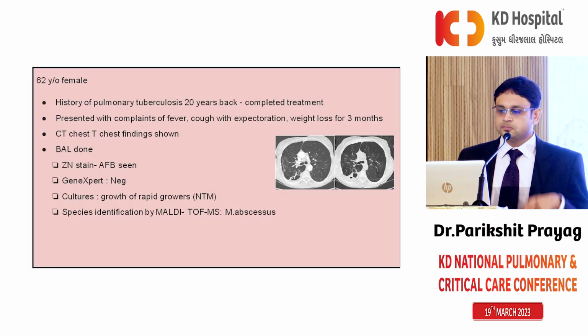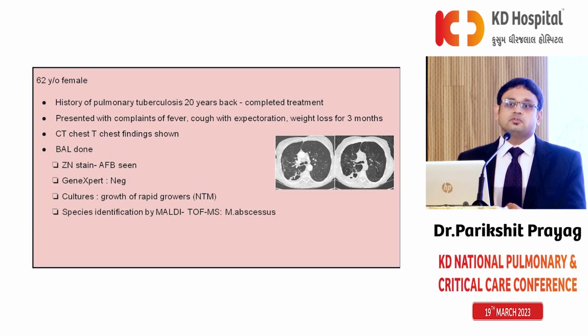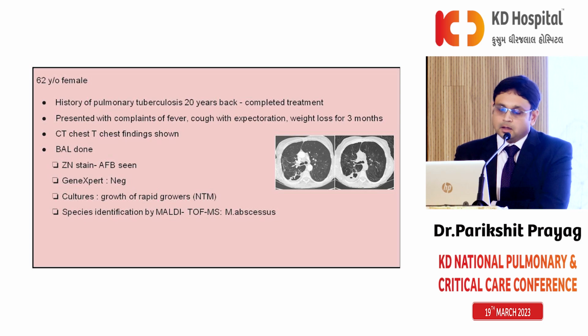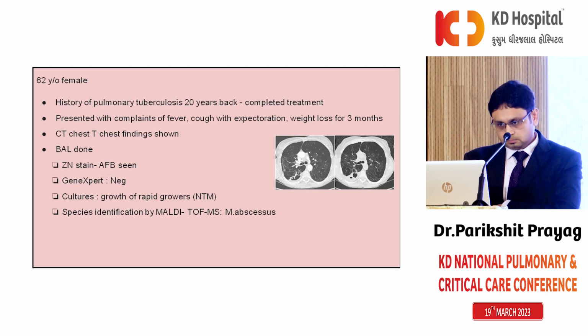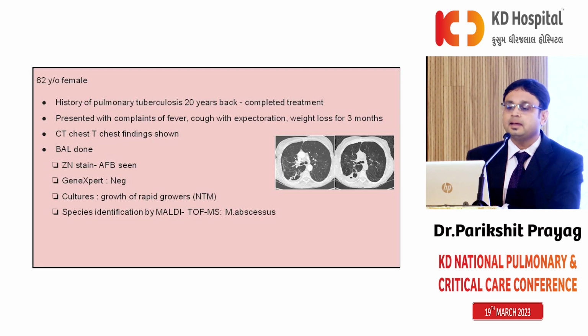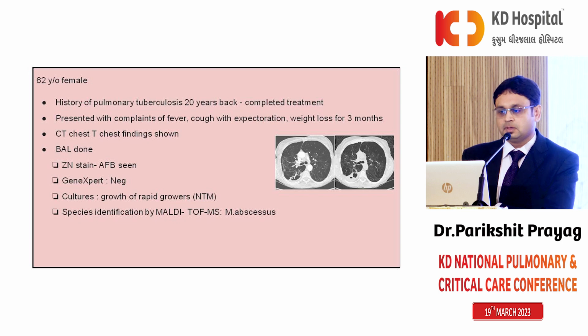So I have about 6 minutes. I'll quickly run through a case of a rapidly growing non-tubercular mycobacteria. A 62-year-old female, TB 20 years back, to really cut it short, now presents with pulmonary signs: weight loss, fever, cough with expectoration, and the CT chest, as you can see there, shows cavitary lesions. So this is a patient who has had TB before.